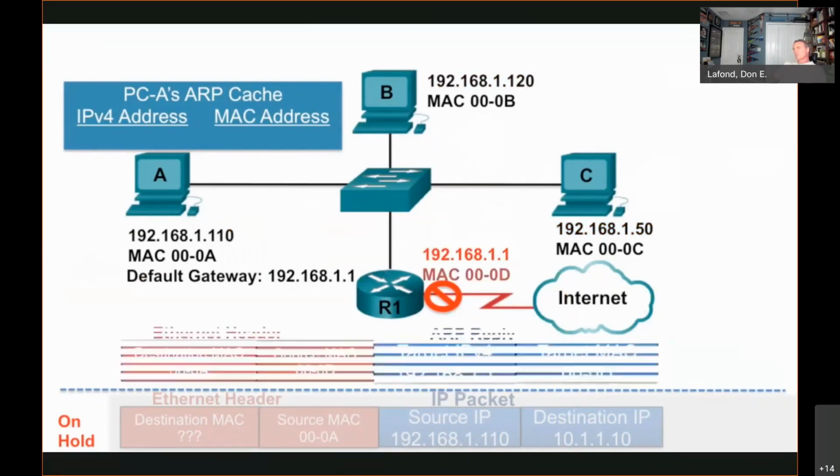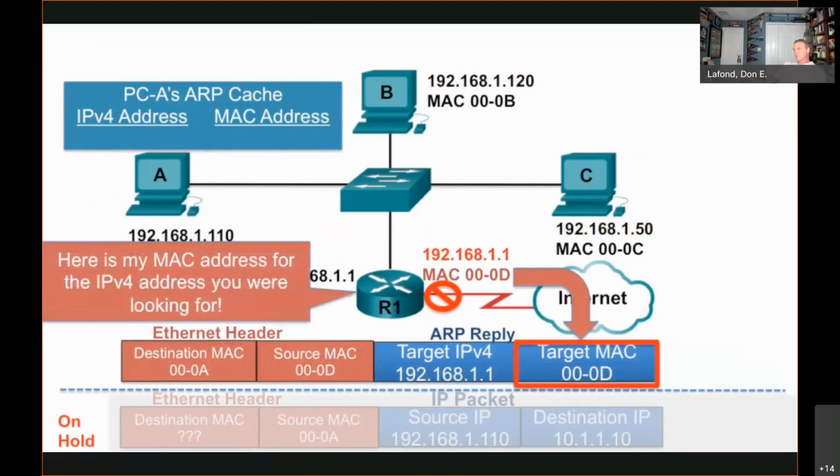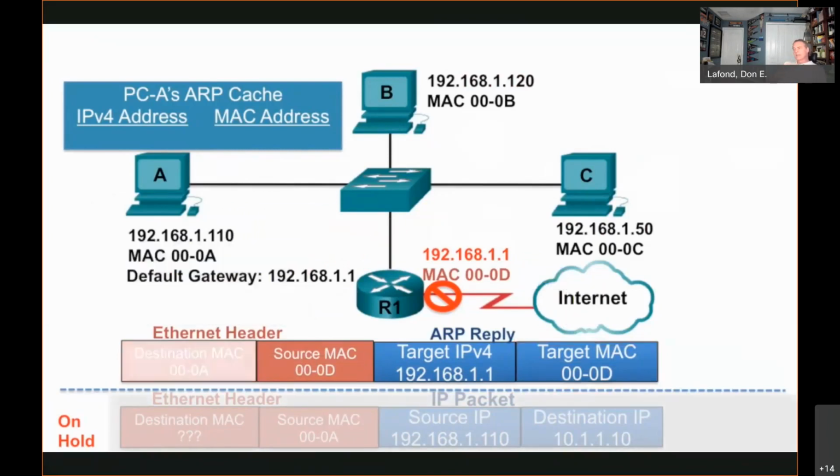So router R1 will issue an ARP reply in response. It will include its own MAC address, 000D, along with its IPv4 address. The destination MAC address of the ARP reply is a unicast directed for PCA. So it is a destination MAC address of 000A. So PCA receives the ARP reply.